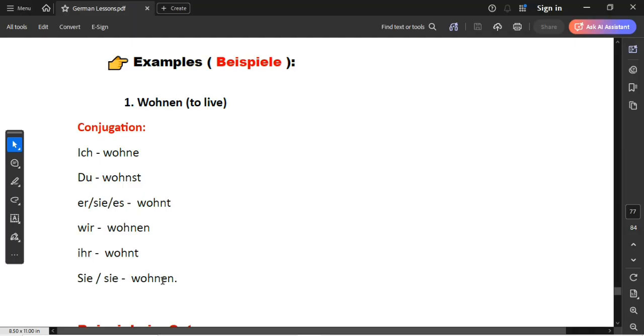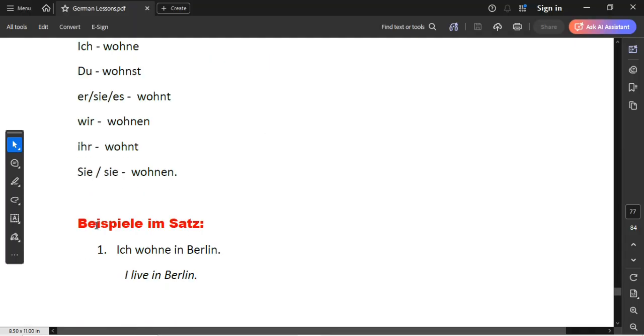As you can see, there are some similarities. When you come to er, sie, es, we have wohnt. So those are the same. Now, when we come to wir and sie, we have wohnen. So they are the same. So er, sie, es, they are the same. Wir and sie, they are still the same.